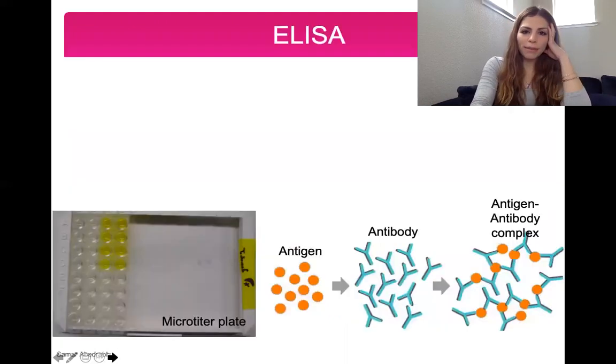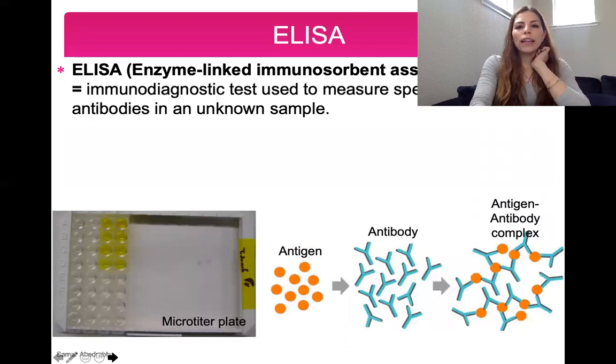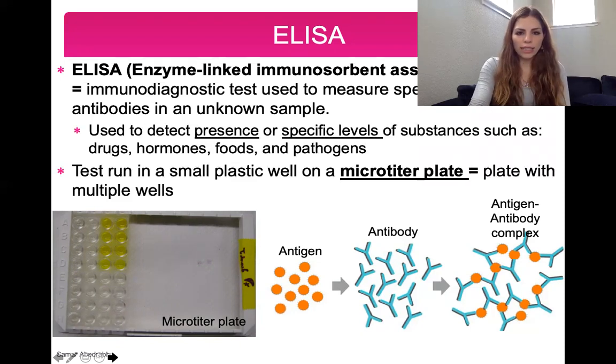So we're going to talk about the background of that. ELISA stands for Enzyme-Linked Immunosorbent Assay, and it's an immunodiagnostic test that's used in lab to detect specific antigens or antibodies from an unknown sample. And just as a reminder, we find antibodies in secretions and in blood. So you can use ELISA to detect the presence or levels of different chemicals, whatever you're interested in, such as drugs, hormones, foods, and pathogens.